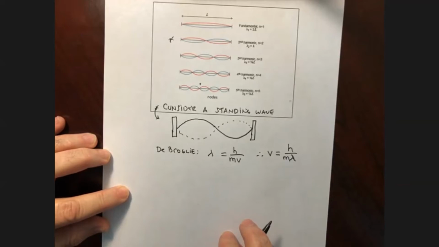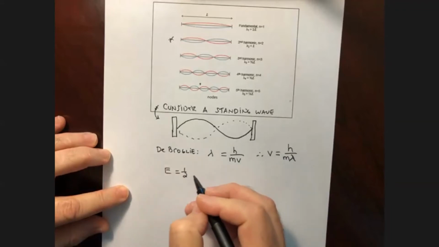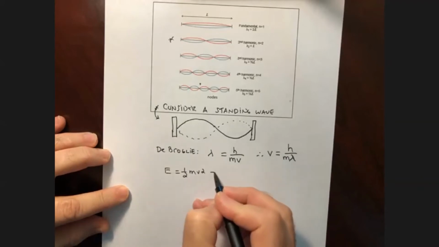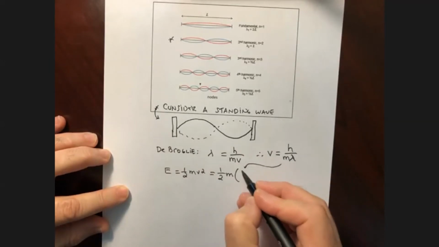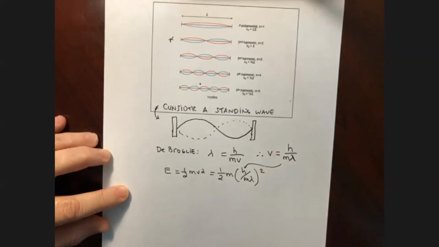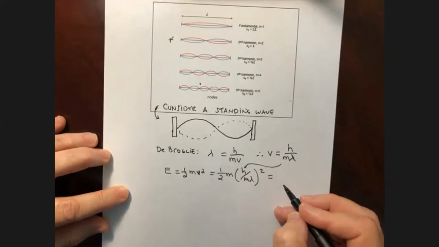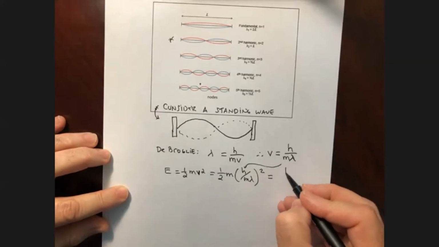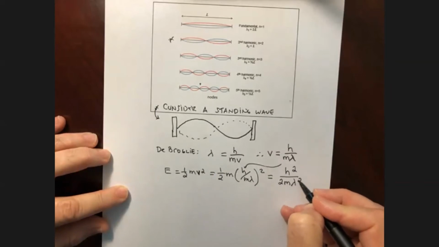Now, let's see what the energy of this quote unquote wave would be. So the energy would be 1/2 mv squared. So that would be 1/2 of m, and I'm going to substitute this in here, h over m lambda, squared. Sorry, this looks like a 2. It's actually a square there. So if I clear all that out, I'm going to end up with an expression that looks like the energy would be h squared over 2 times m times lambda squared.